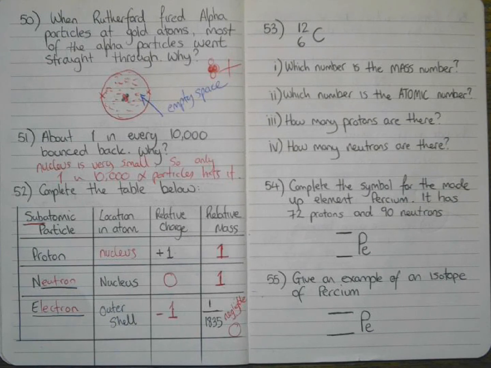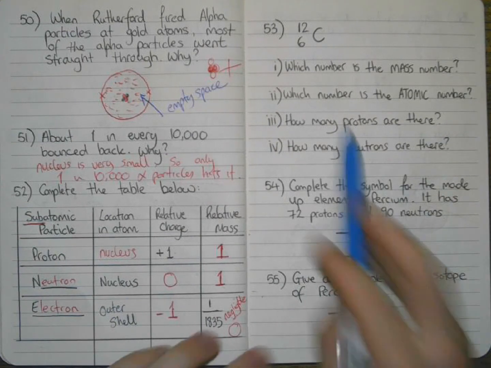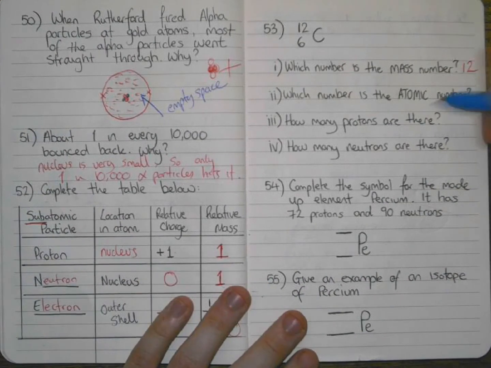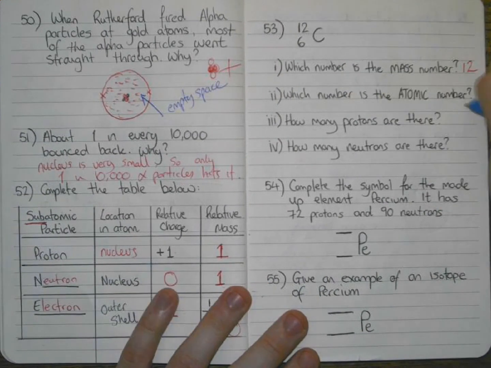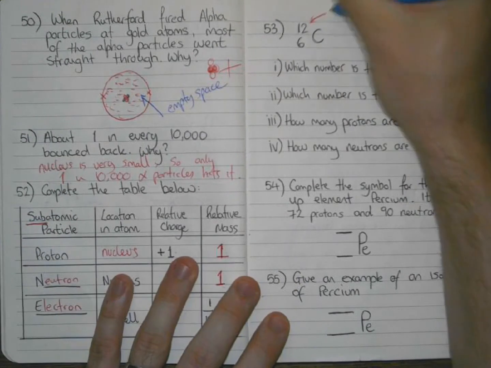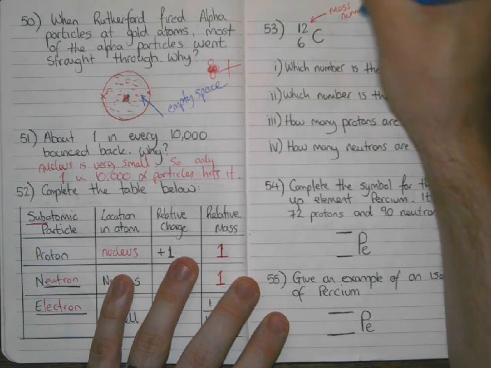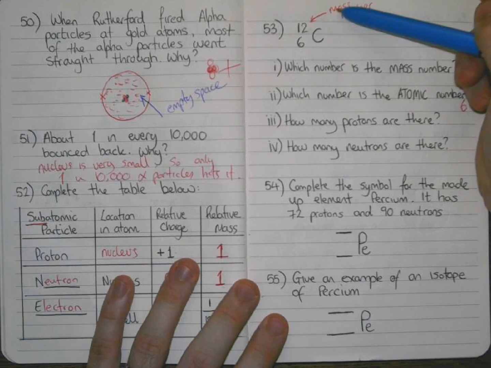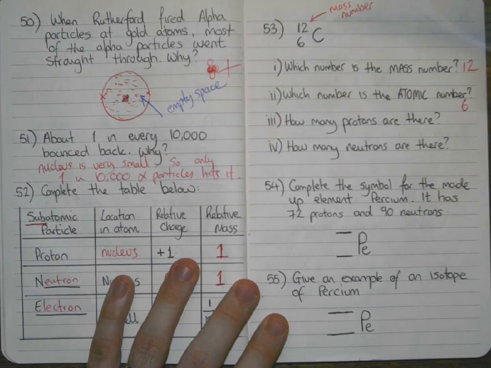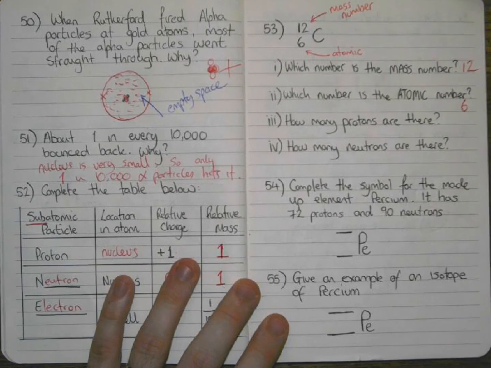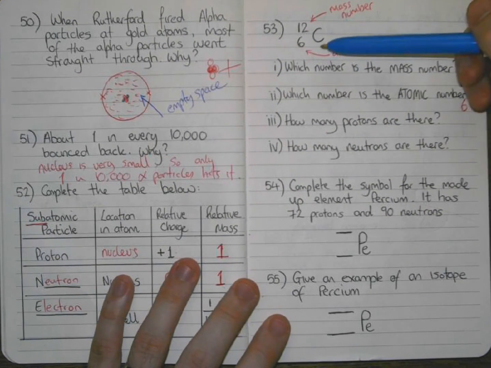Okay, so after pausing the video, hopefully you've said that the mass number is 12, the atomic number is 6. So that is the mass number. I remember that because the number is massive compared to the one underneath. In other words, the biggest number is always the mass number, the massive number. And the bottom number is the atomic number, because that's the number that tells you which atom it is.